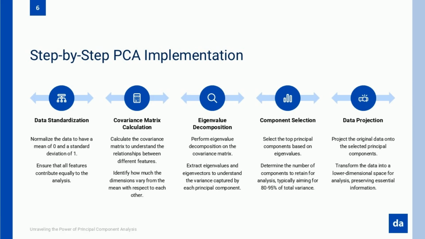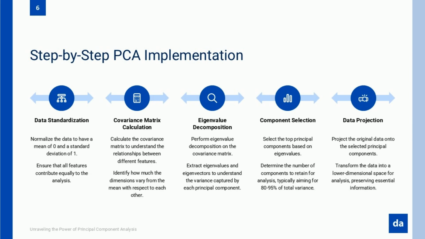For those who prefer more control over the process, a manual implementation using NumPy allows you to see each mathematical step. import numpy as np. Standardizing the data: X_mean = np.mean(X, axis=0), X_centered = X - X_mean. Calculating the covariance matrix: cov_matrix = np.cov(X_centered, rowvar=False). Eigenvalue decomposition: eigenvalues, eigenvectors of the cov_matrix.